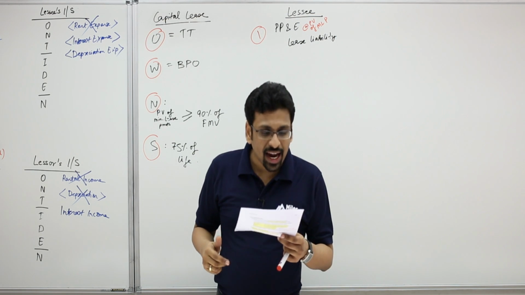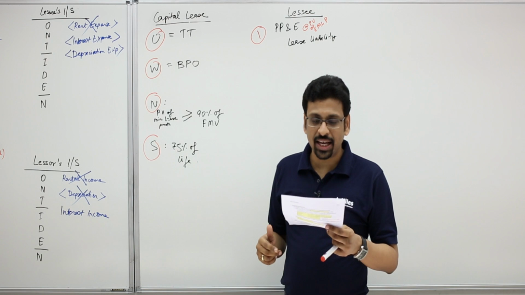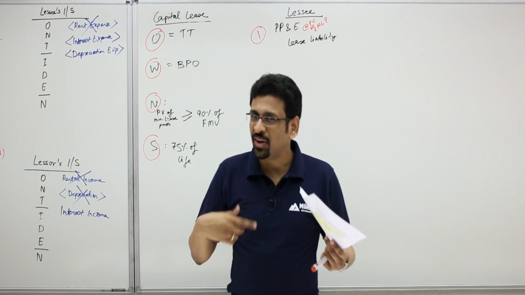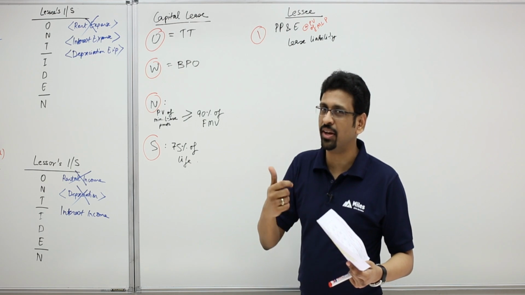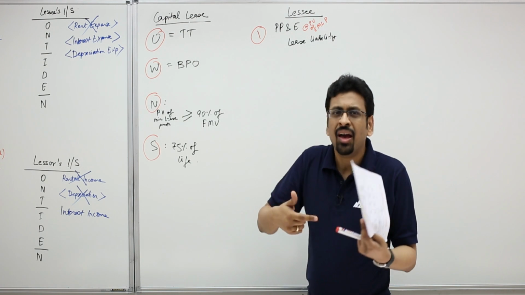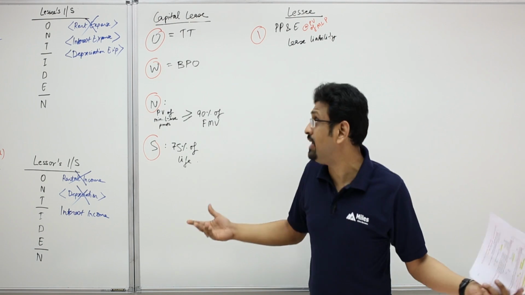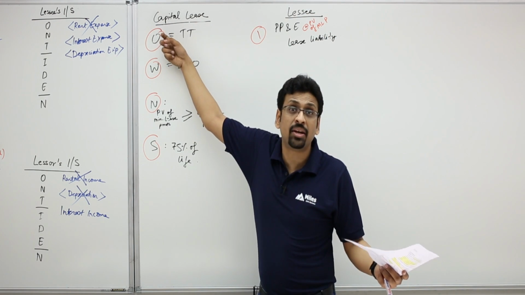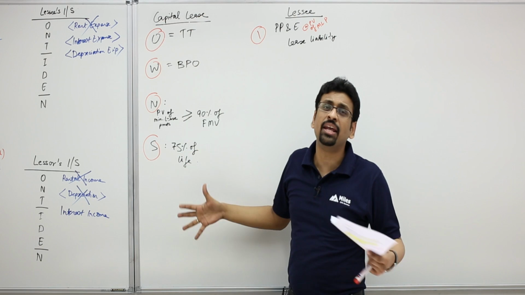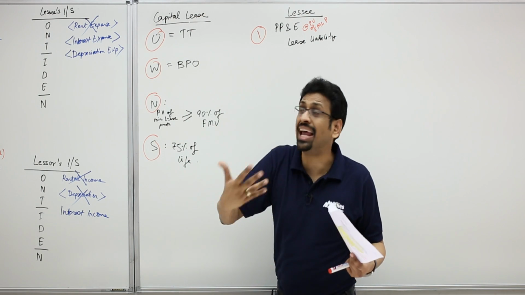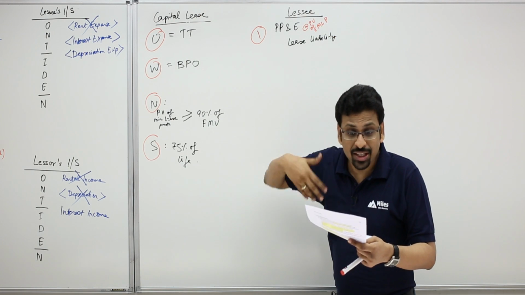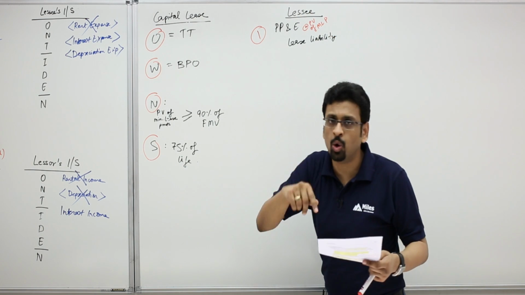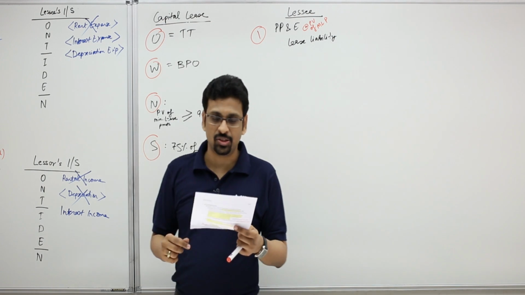Then it says title of the asset transfers at the end of the lease. Now I know what you guys are thinking. Title transfer at the end of the lease. Is it an operating lease or a capital lease? Naturally it's a capital lease because the O criteria is met. So any one of these 4 criteria needs to be met for the lease to be classified as a capital lease in the books of the lessee. So now since the title transfers at the end of the lease, we know we're working on a capital lease.